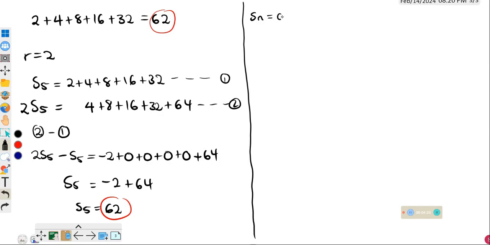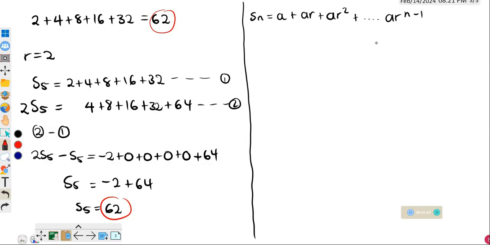What is the first term? The first term is A plus. What is the second term? The second term is AR. What is the third term? The third term is AR squared plus. The equation continues like that, as you can see, until it gets to AR to the exponent n minus 1.